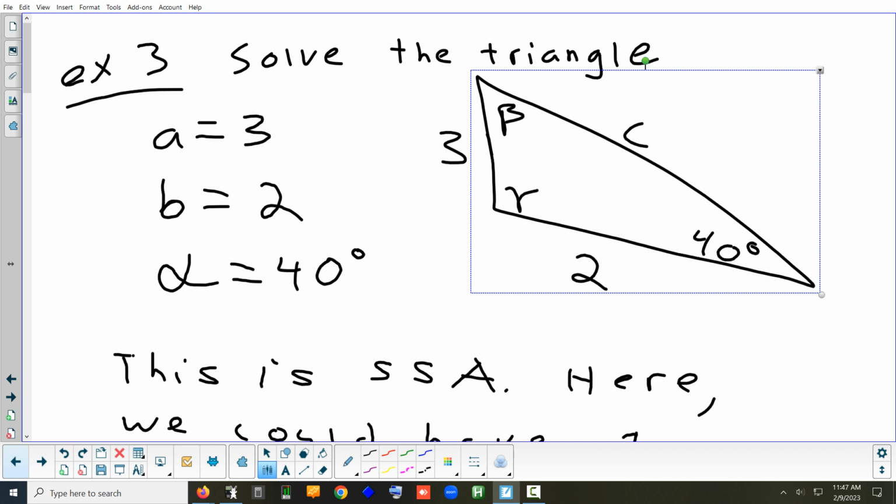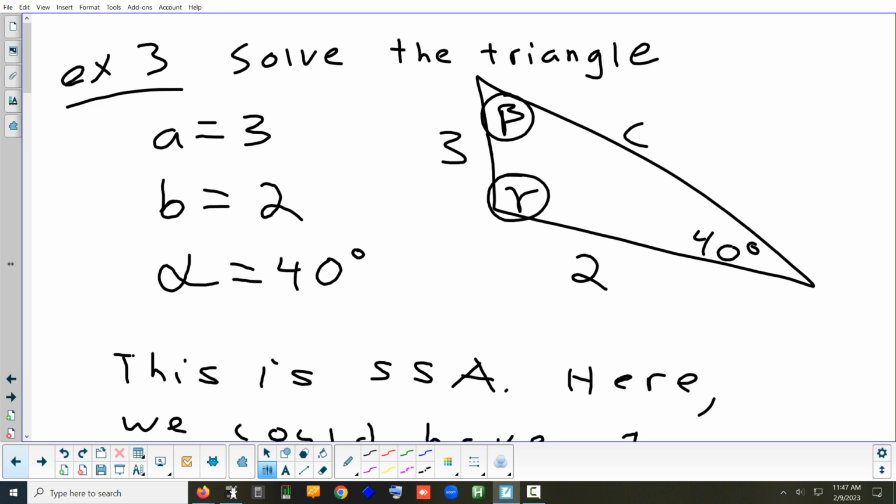So it's going to be a little bit different, because when we solve for what we're missing, we're going to have to solve for an angle. Both those angles. And what kind of trig do you use when you're trying to solve for an angle?